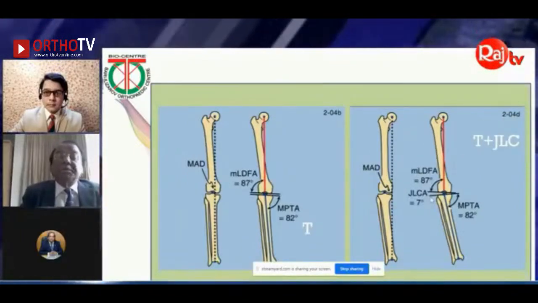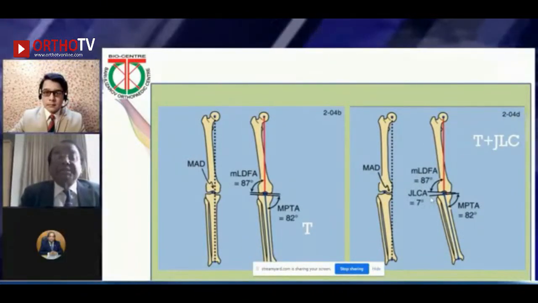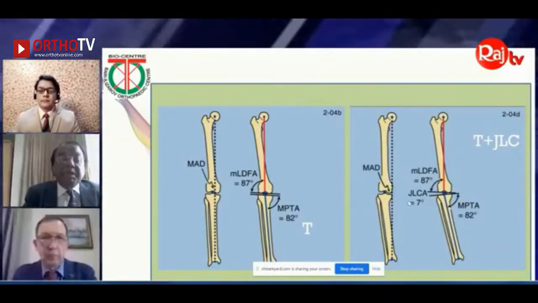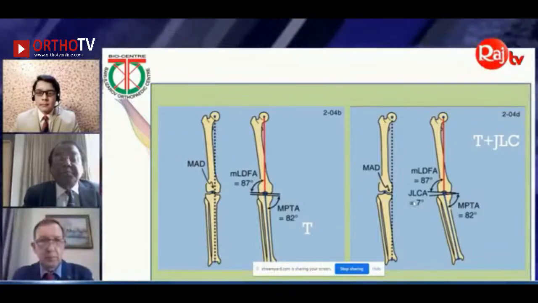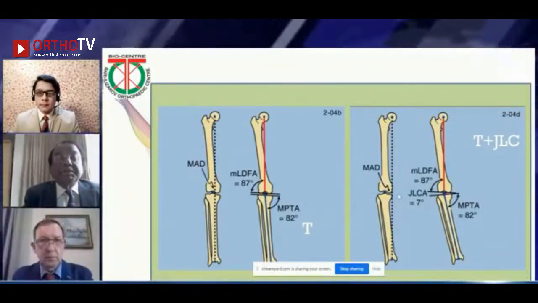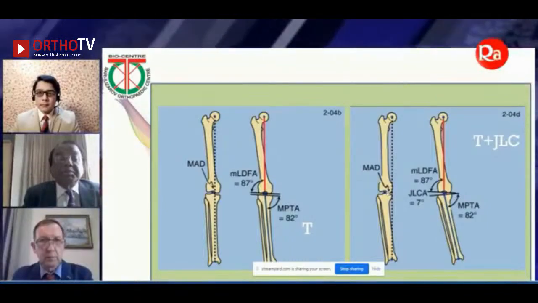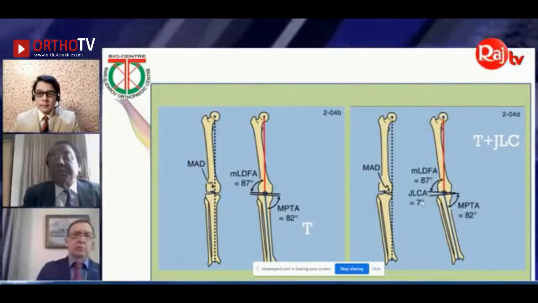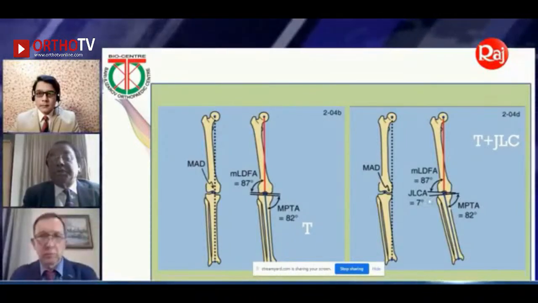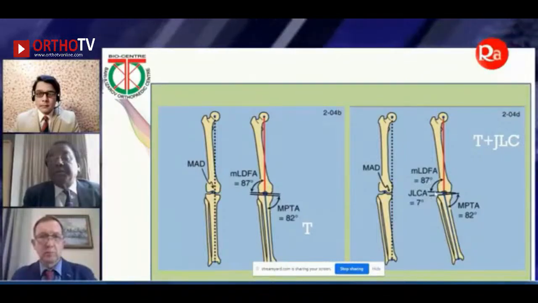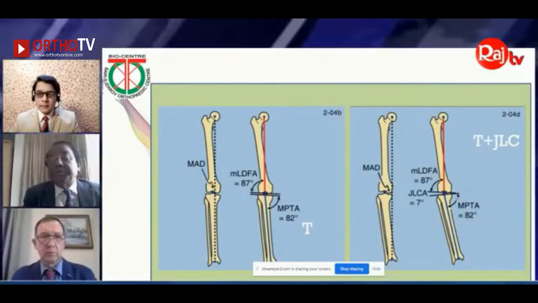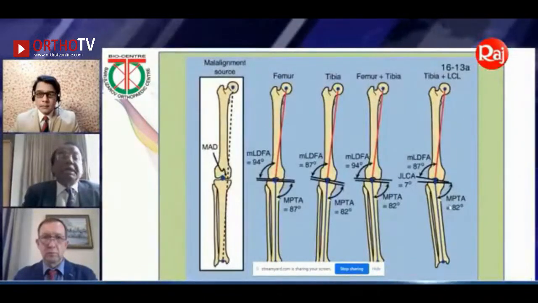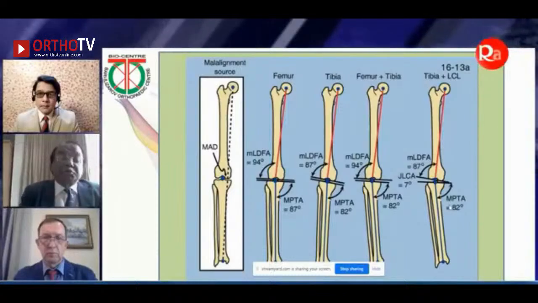So, these are the important parameters, angles. Here you can see 87 is the MPTA, and here 82 is the MPTA. So your deformity is here, proximal tibia. And here you can see JLCA is 7 degrees. We know JLCA is 0 to 2 degrees, and LDFA 87, but MPTA is 82. That means your deformity is the medial side of the proximal tibia. And these are the malalignment sources.